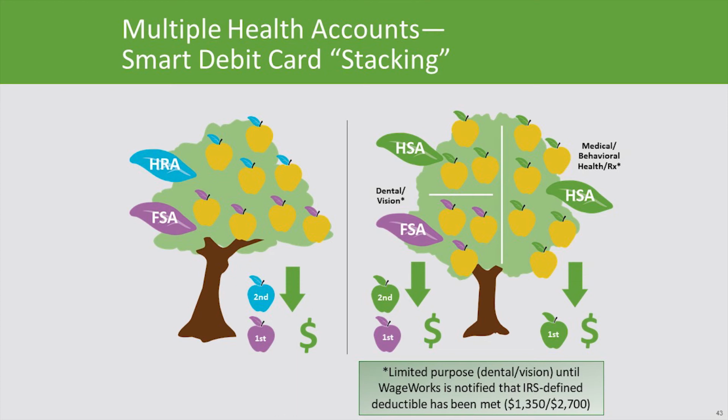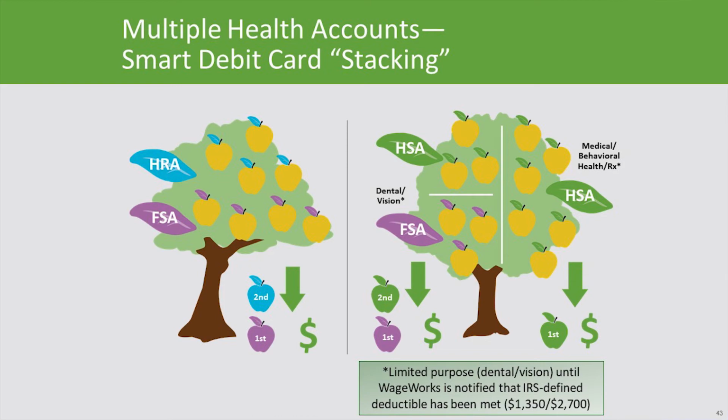Now, if you decide to have an FSA with an HSA, the IRS says now your FSA becomes limited in purpose. You may only use your flexible spending account for dental and vision reimbursement up to a certain threshold. And the IRS has determined that the threshold for a single is $1,350 and for a family $2,700.